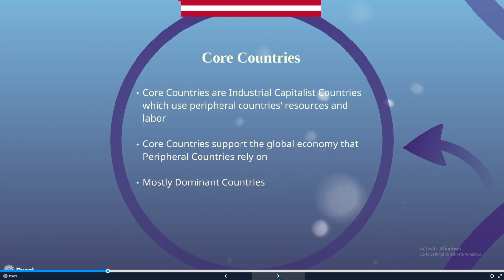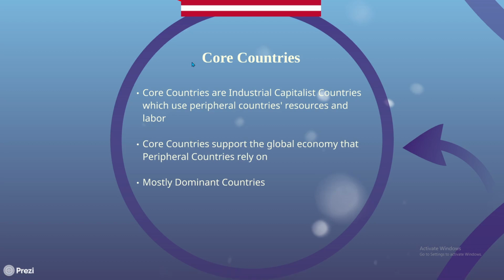So let's first look at our core nations. Our core countries are industrial, capitalistic countries which use peripheral countries' resources and labor. The core countries support the global economy that peripheral countries rely on, and they're mostly dominant countries. How does this relate to population? Well, again, this is showing development. These countries, the core countries, tend to be the most developed. If they are the most developed, they tend to have a lower birth rate and a very low death rate. These countries tend to be ones in Western Europe, Australia, New Zealand, Canada, and the US, and also Japan and South Korea.